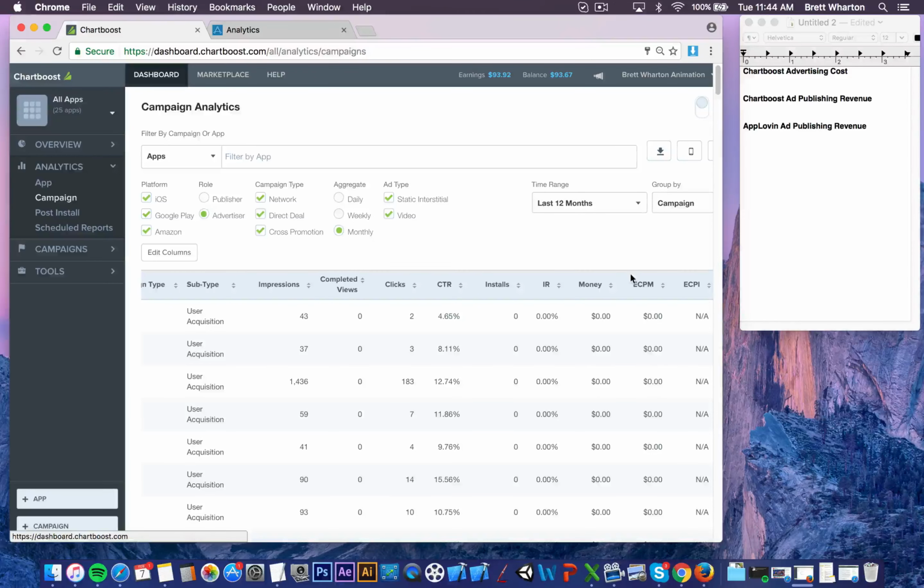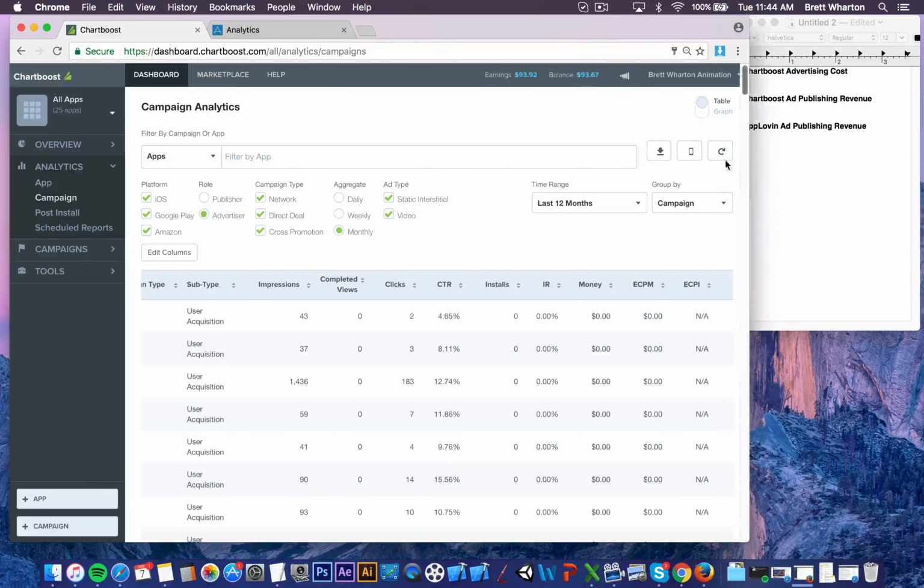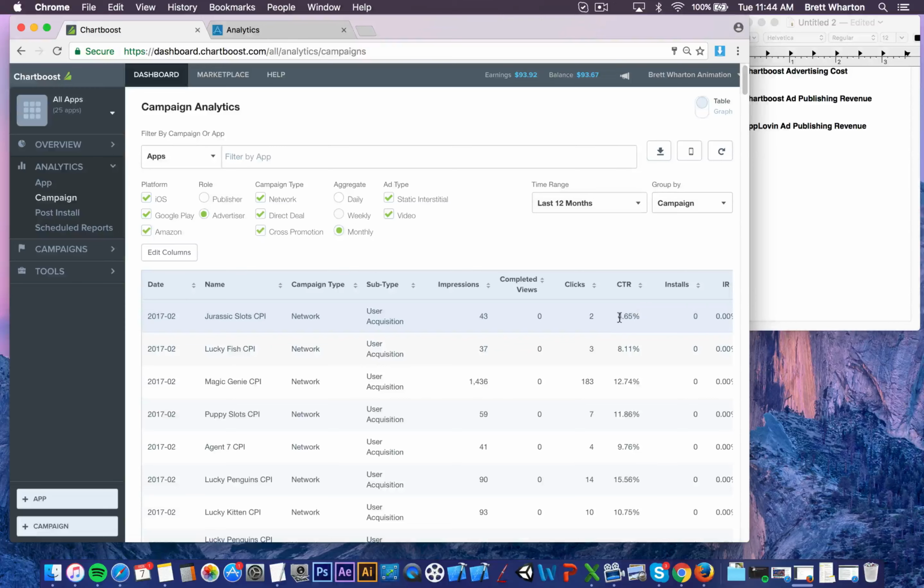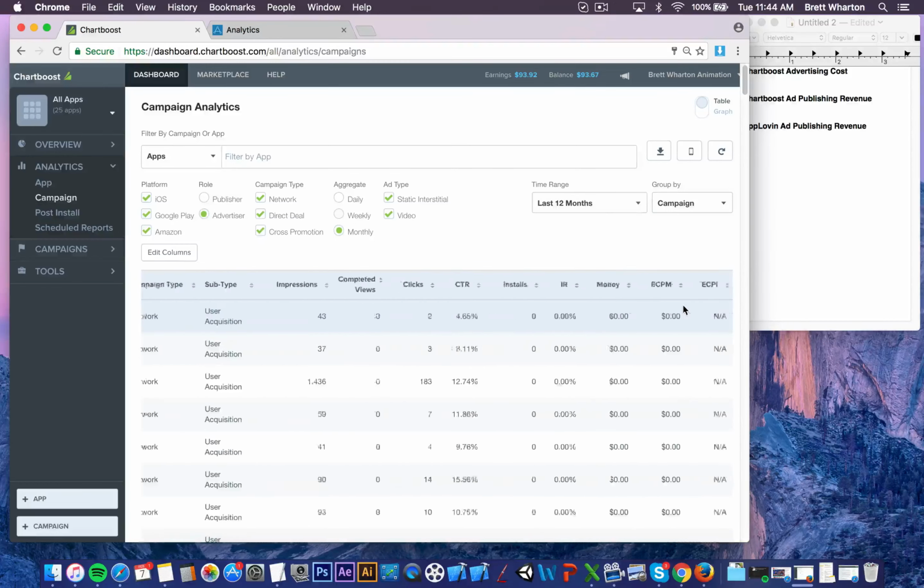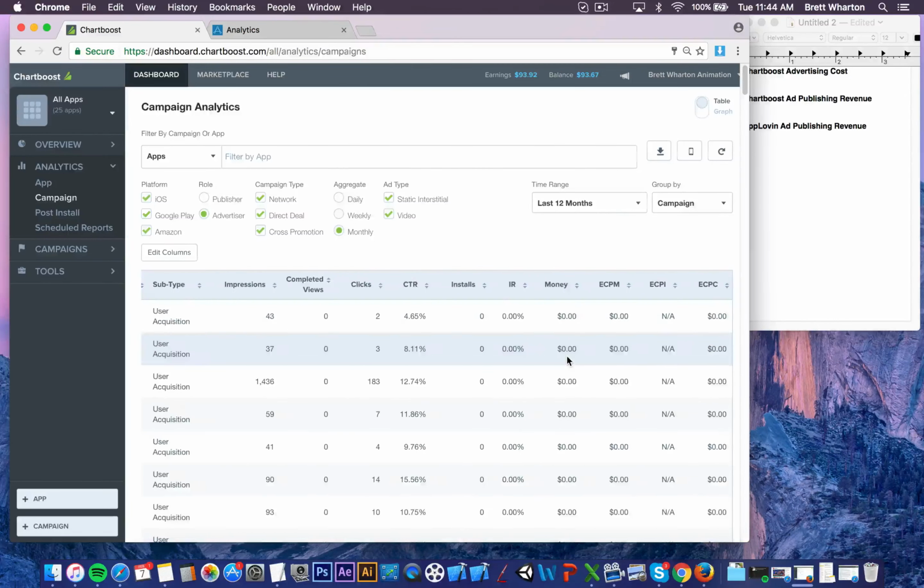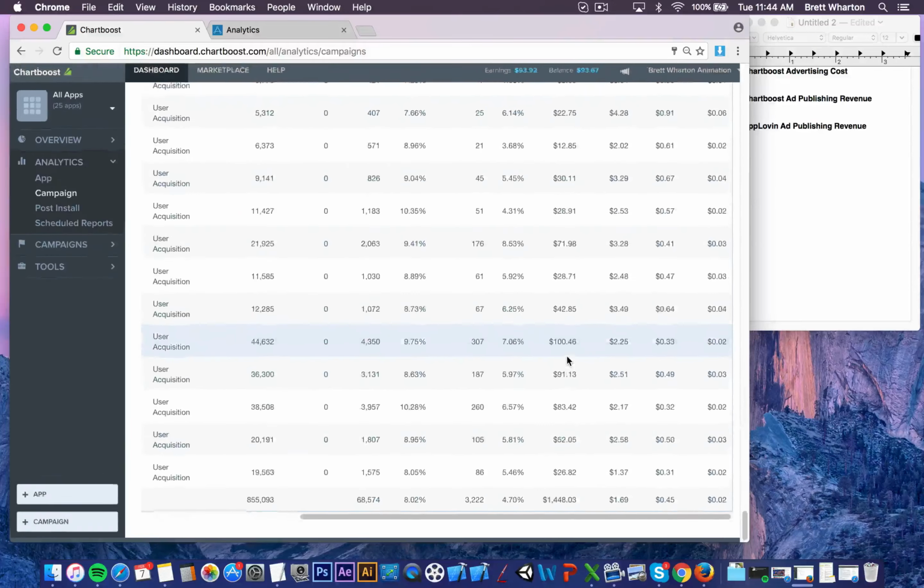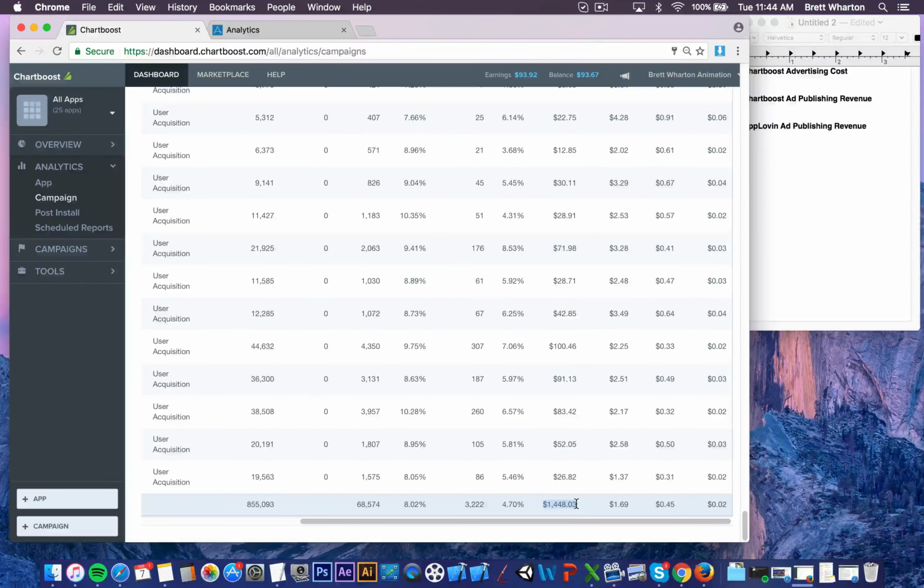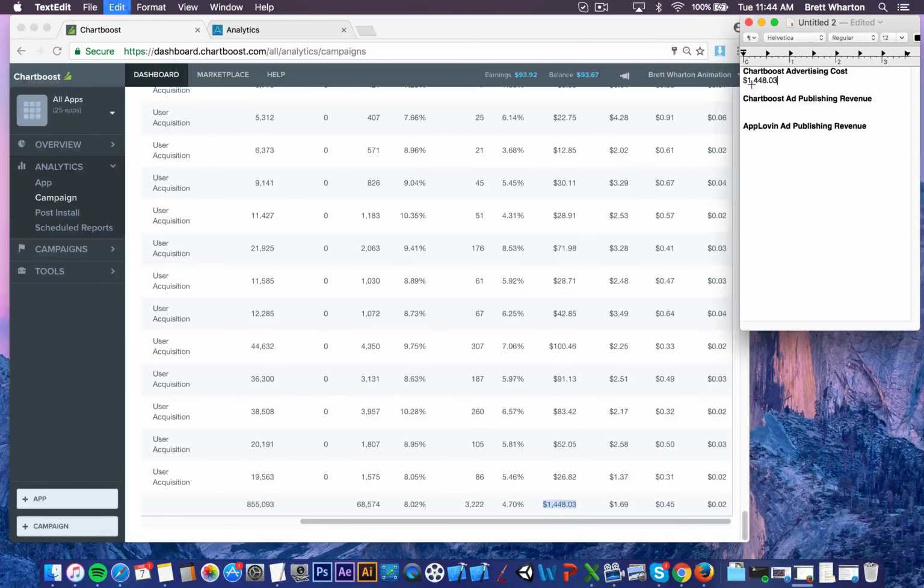This in Chartboost shows my advertising revenue on a monthly basis over the last 12 months. I'll refresh it right now so you can check it out. Alright, so if we scroll over here to the money column and then scroll down to the bottom, we'll see the grand total of the amount of money spent advertising these slot games, which is $1,448. Okay.